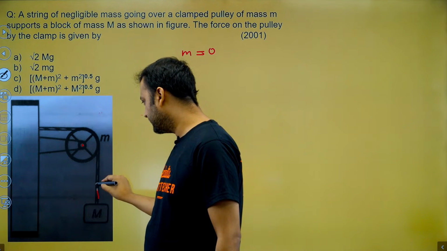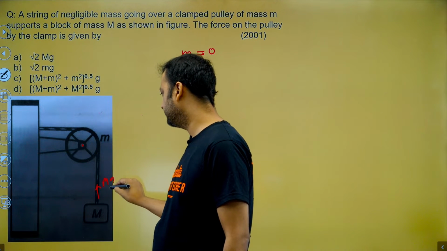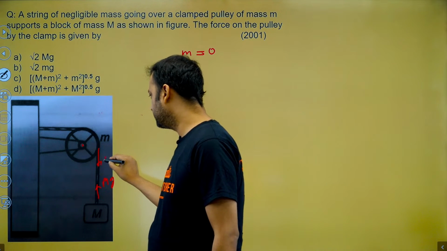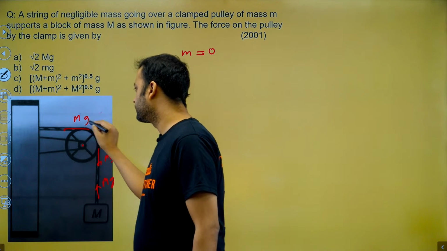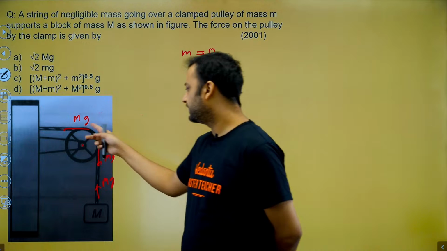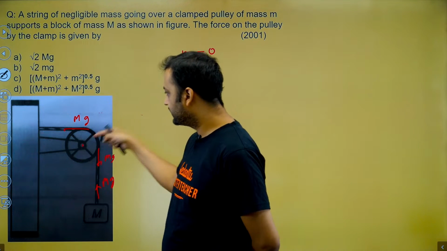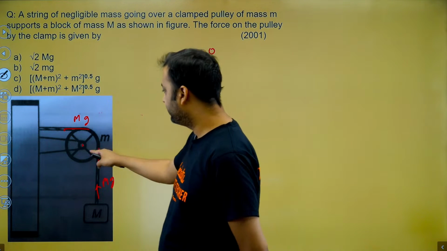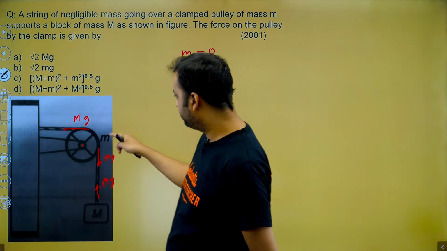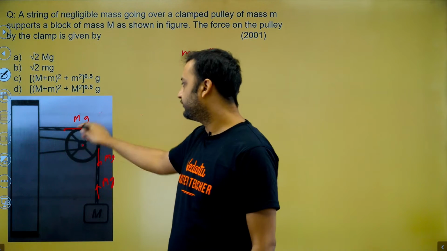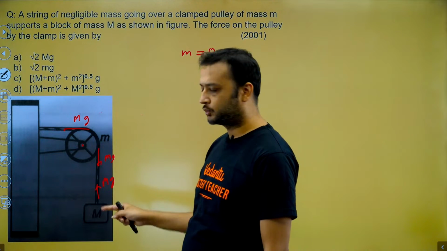Then the tension here will be anyway Mg. So that means here Mg will be the tension, and here Mg will be the tension, right? So what will be the force? This is very simple. The string is applying root 2 Mg. If we assume small m equals 0, then the force applied by the string on the pulley should be root 2 Mg.